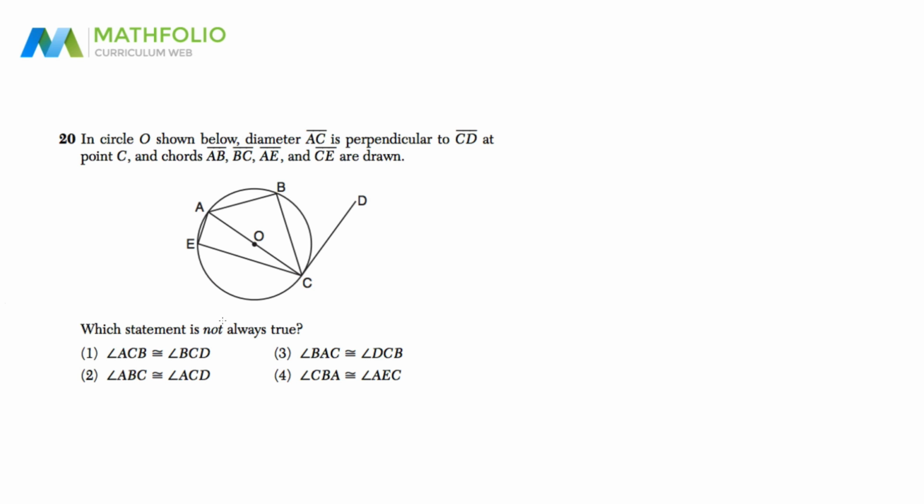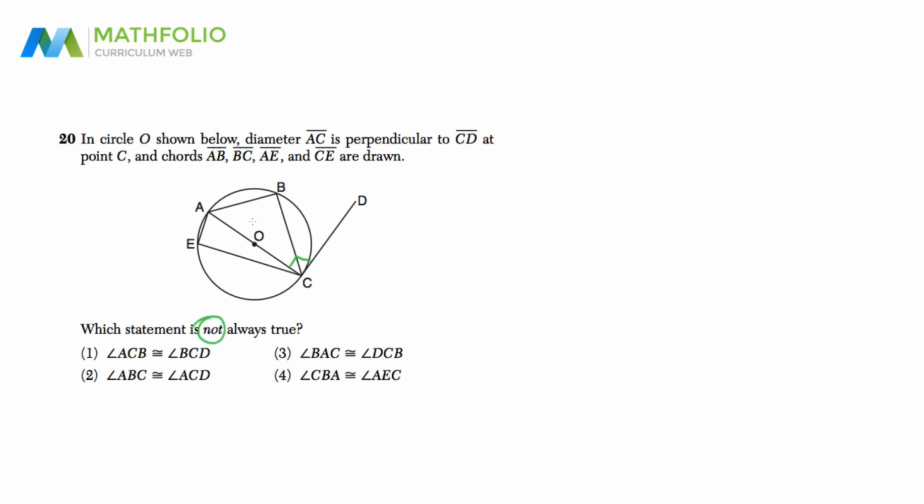Alrighty. Question number 20. In circle O shown below, the diameter AC is drawn perpendicular to CD at point C. So that's a radius to a tangent is 90 degrees. It says chords AB, BC, AE, and CE are drawn. Which statement is not always true? So keep that in mind. It's looking for a statement that's not true.